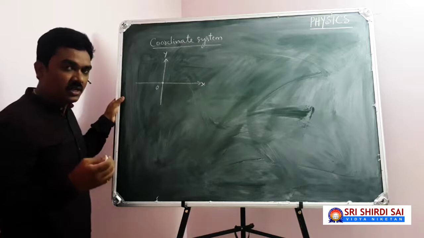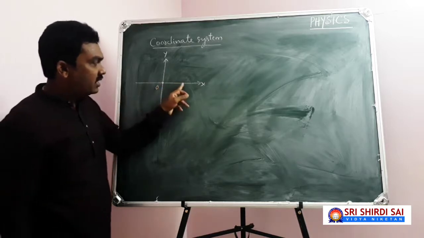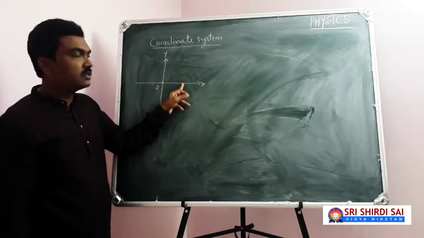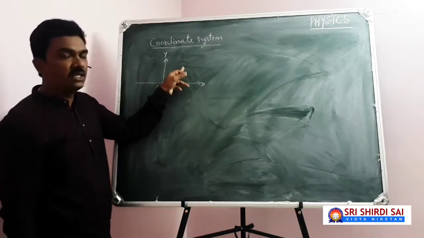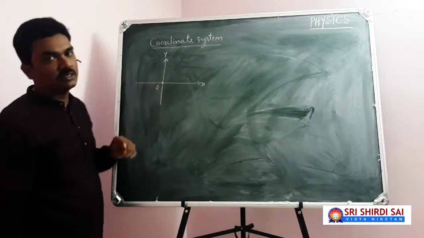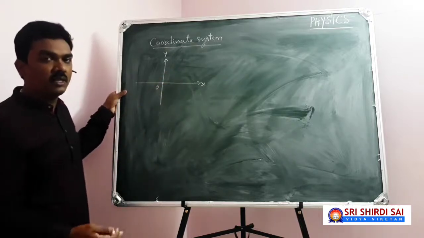One is x coordinate, another one is y coordinate. X coordinate is the perpendicular distance from y-axis. Y coordinate is the perpendicular distance of the point from x-axis. So they will be mentioned as an ordered pair to locate a point in the plane.